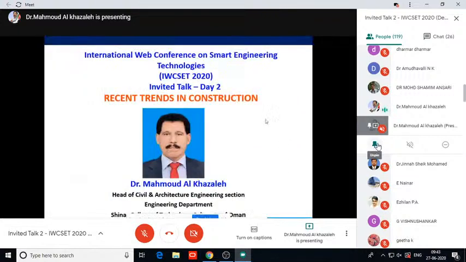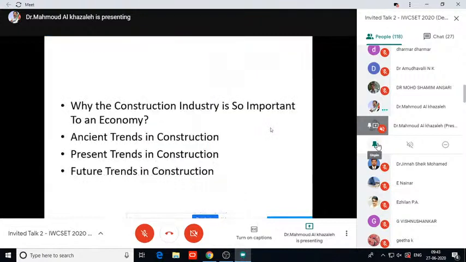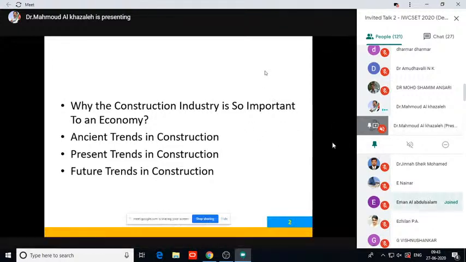Actually, this paper was prepared based on the needs of development of the latest technology used in construction. The question was raised: why is the construction industry so important to an economy, any economy for any country? So the paper is divided into ancient trends in construction, present trends in construction, and future trends in construction.